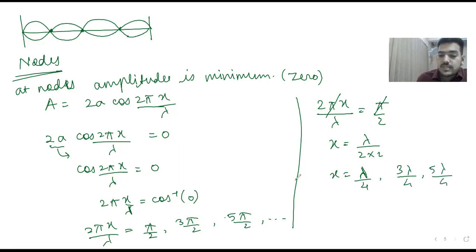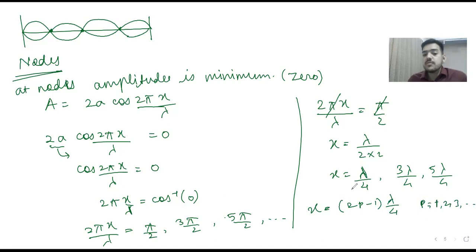So students, we can say that we can generalize the formula for x. x is equal to (2p minus 1) lambda by 4, where p is 1, 2, 3, and so on. Okay, students. So in a similar way, we can find out the positions of the nodes for this particular wave.